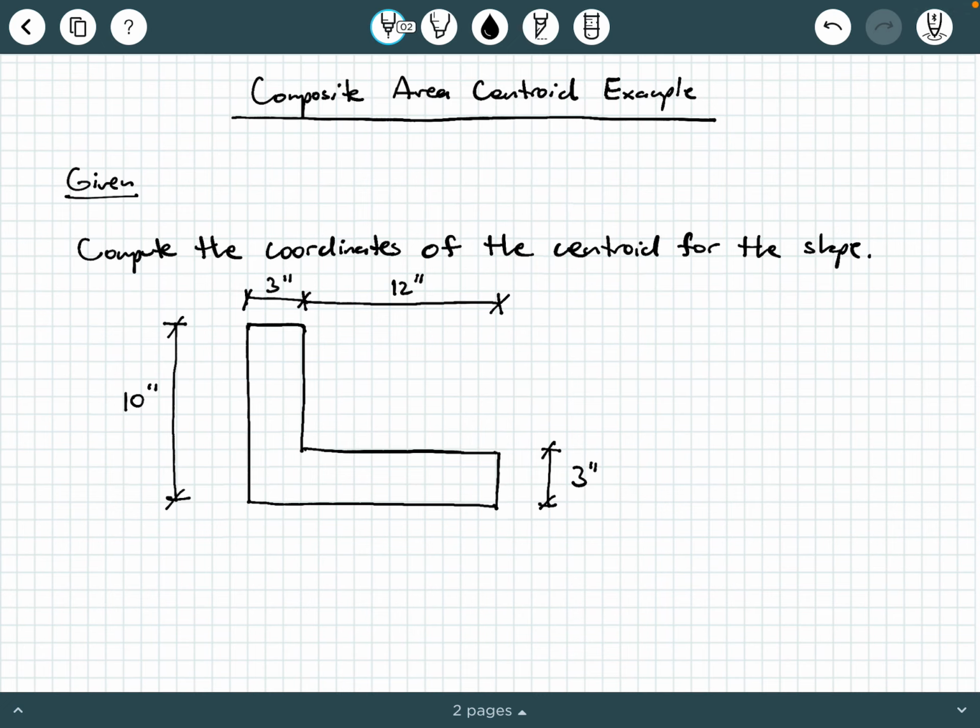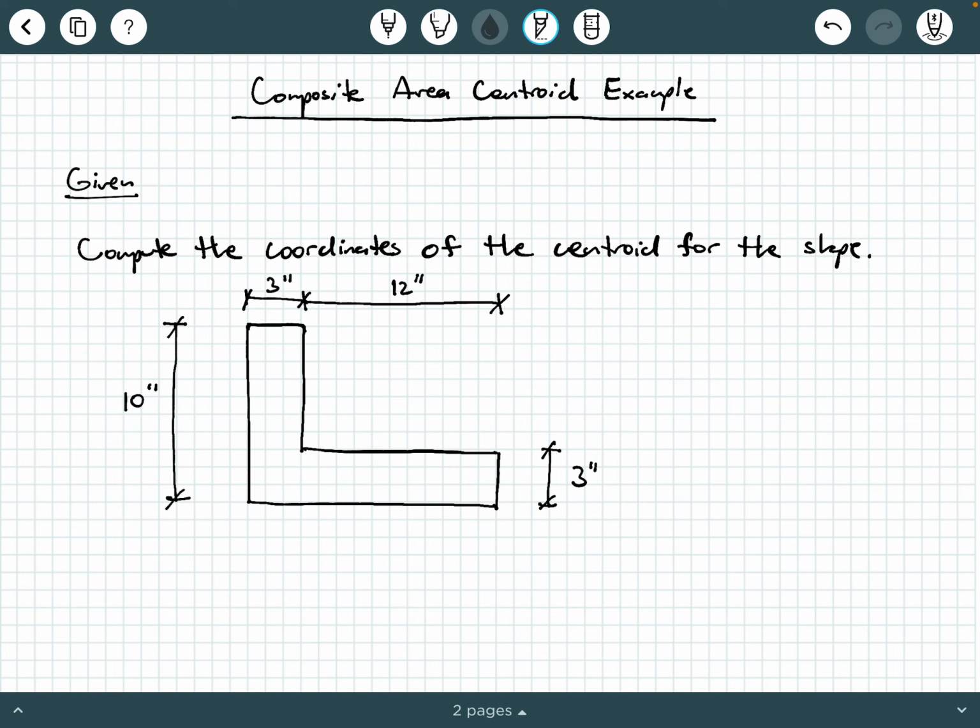Hey everybody, Dr. A here, and in this video we're going to be exploring an example of how to calculate the centroid of a composite area. Before we get started, just a reminder: a composite area in statics and physics is one that has multiple different shapes making up its entirety.